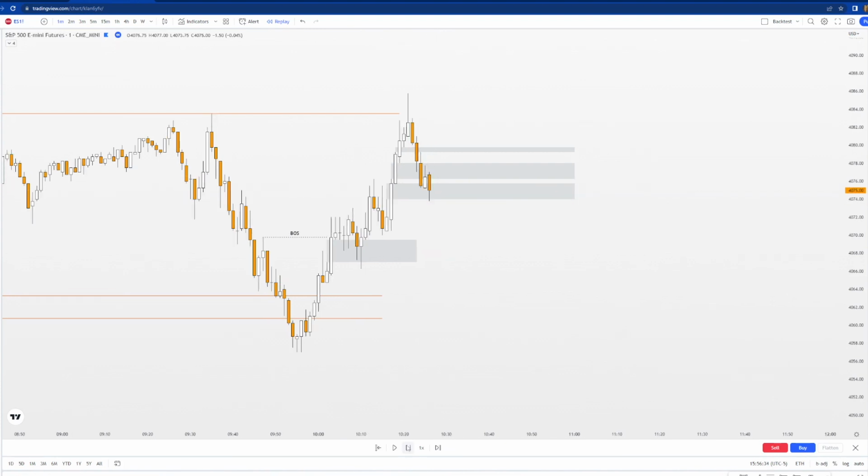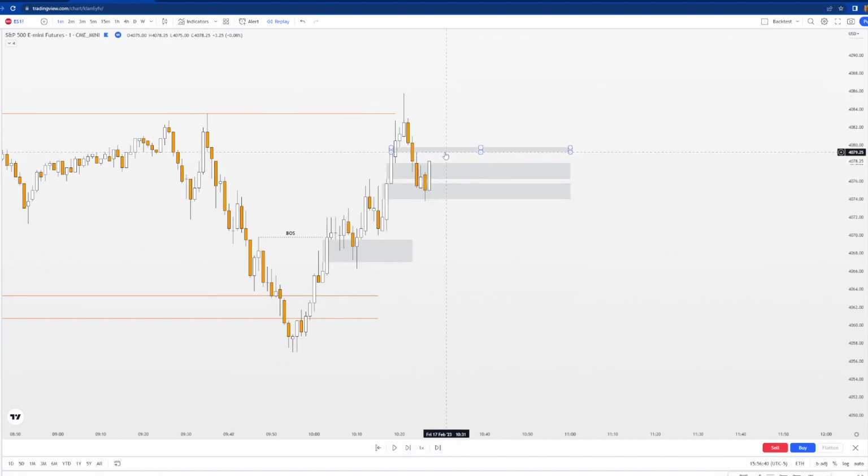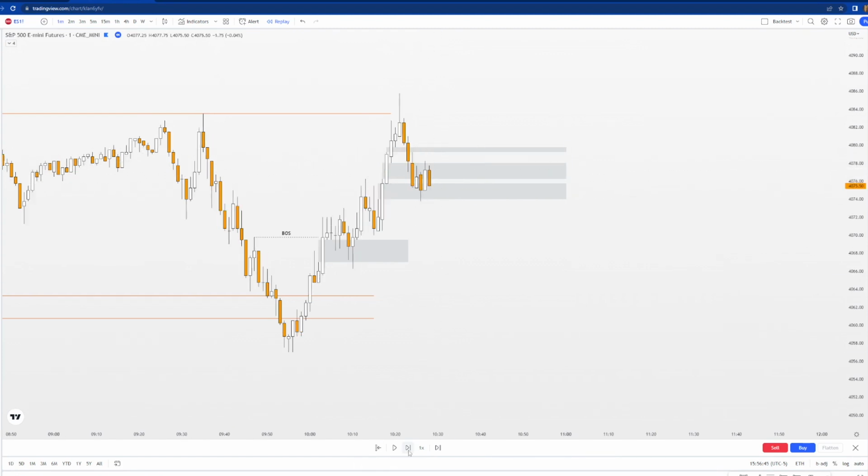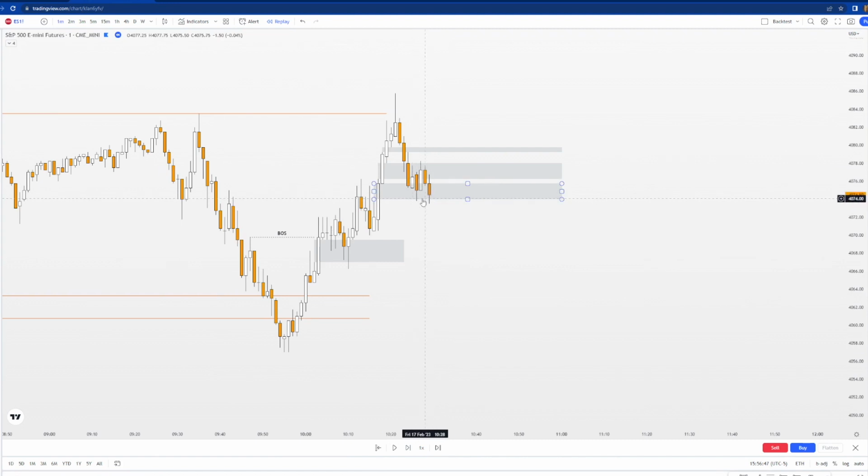So I entered here with the stop loss below this candle. We move up right away, confidence is getting higher, but then we came back and took out my stop loss for a small $125 loss.